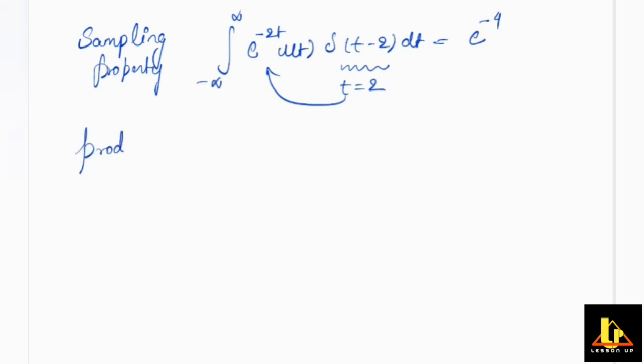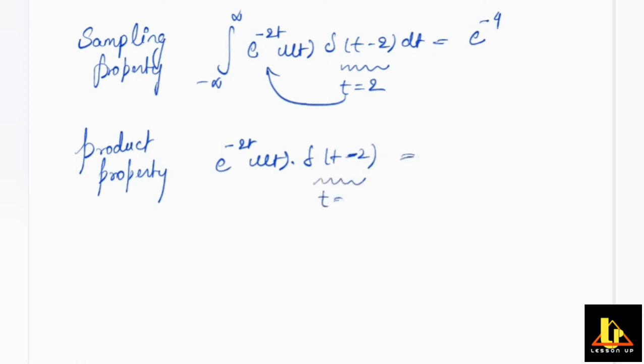Similarly, according to the product property, e to the power minus 2t u of t into delta t minus 2, what will you get here? You have to put t minus 2 equal to 0, so you get t equal to 2, and we need to put this value here. But the difference is you will get e to the power minus 4 into u of 2 into delta t minus 2. Here also you will get u of 2. So the difference is you will get an impulse signal in the output also.